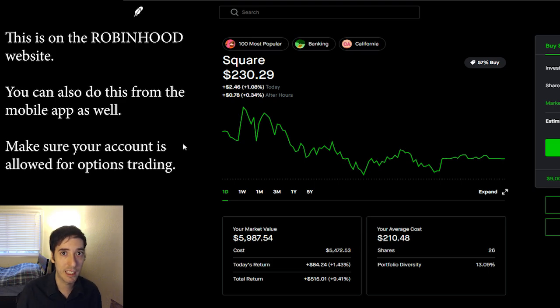So I know you guys are probably tired of seeing this page. I'm just going to click on trade Square options just to show you how I would probably execute a trade.